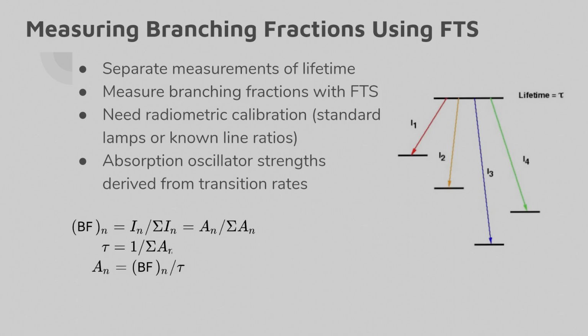In order to make sure that our measurements are consistent, we need some form of radiometric calibration. In our case, we use a deuterium lamp. Once we derive our branching fractions from the intensities of the lines, we can combine them with the level lifetimes to calculate their absorption and oscillator strengths.